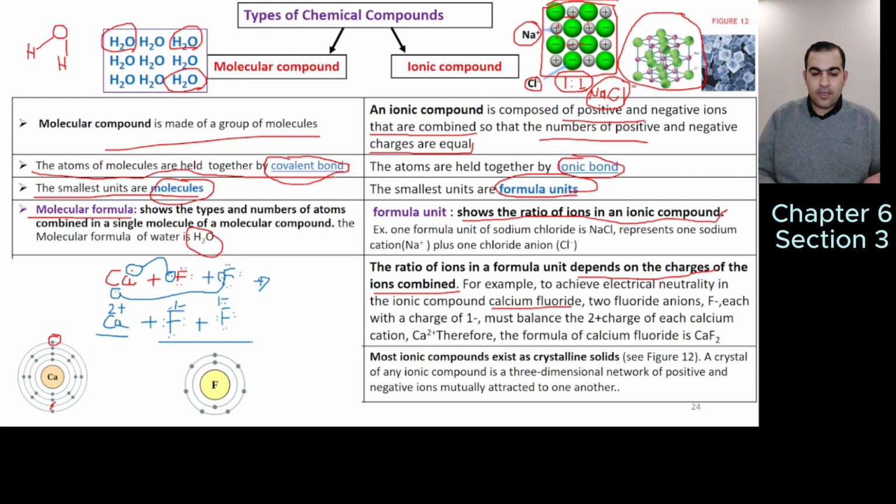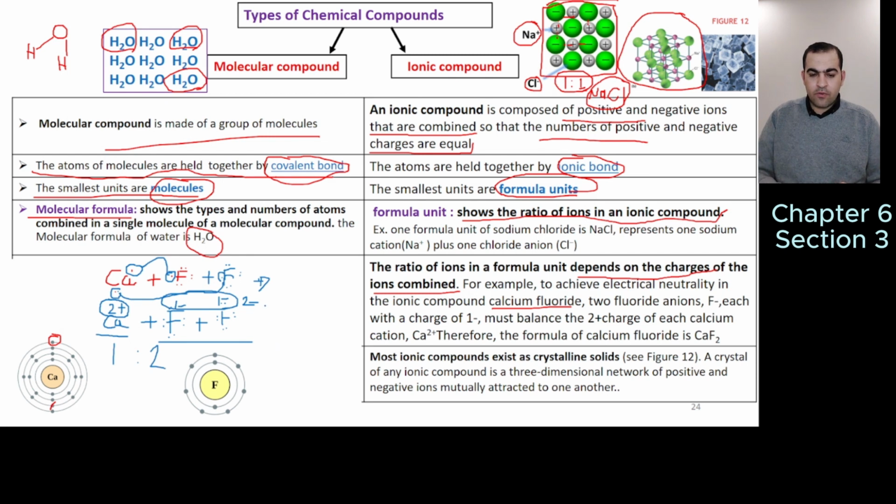Why do we do it like that? We can say in other words, charge must be equal. It's 2 positive here, 1 negative plus 1 negative here is 2 negative, right? So charge must be equal. Look at the definition: the number of positive and negative charges are equal in ionic compounds. Now the charge is equal. But if I write the formula unit, how am I going to write it? For each calcium, there must be 2 fluorine. Otherwise, charge will not be equal.